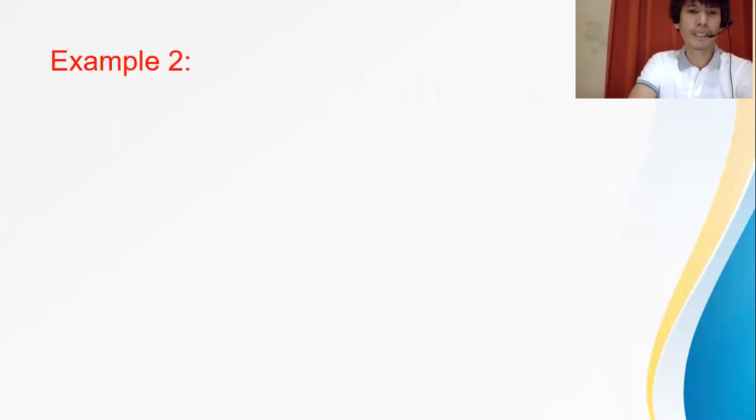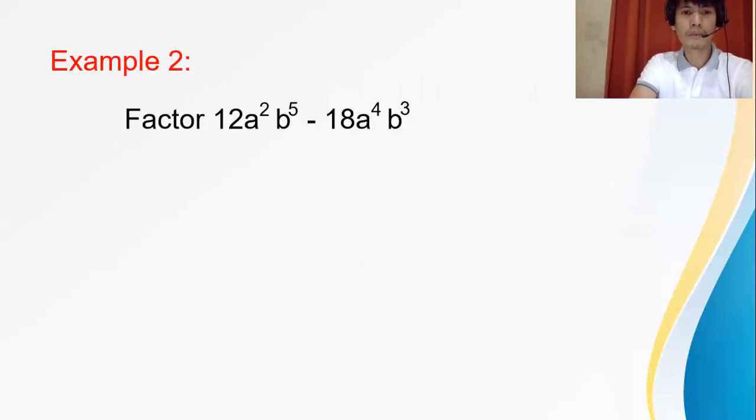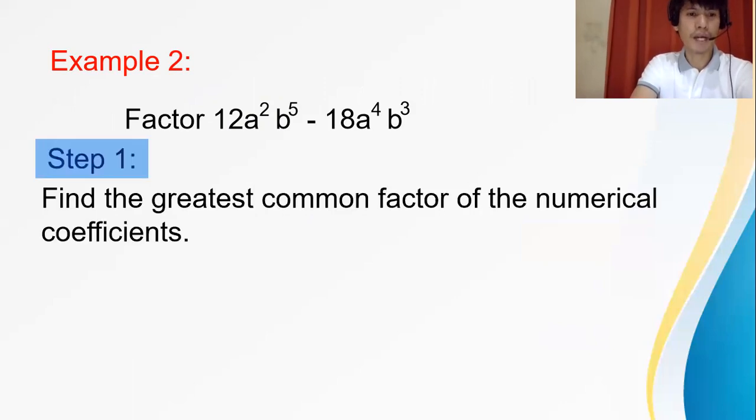Next, number 2. Factor 12a squared b raised to 5, then minus 18a raised to 4 b raised to 3. Then step 1, since we have 12 and 18, hahanapin natin yung greatest common factor of the numerical coefficients.